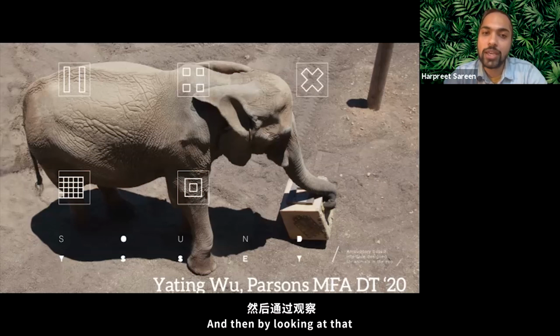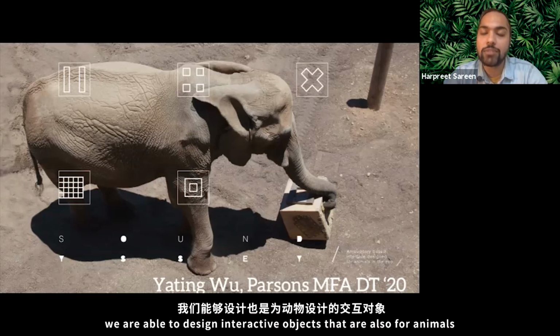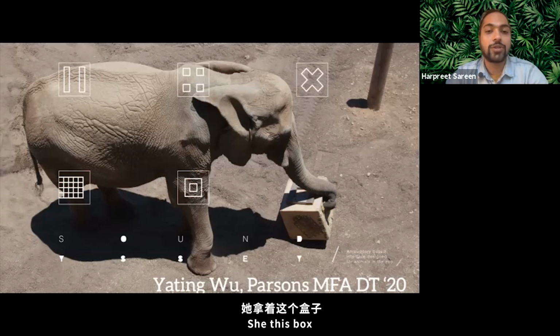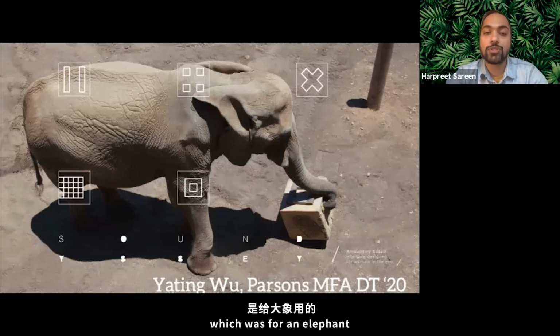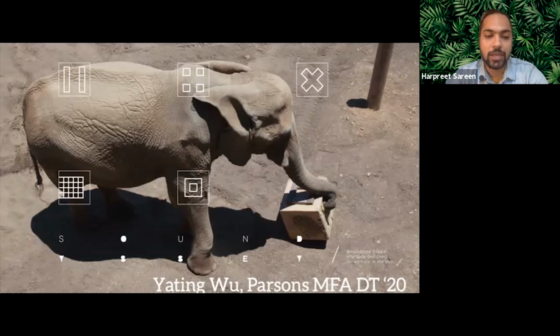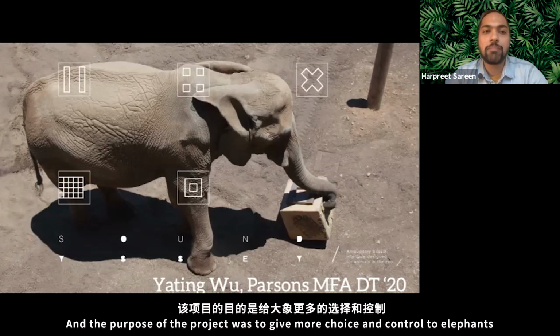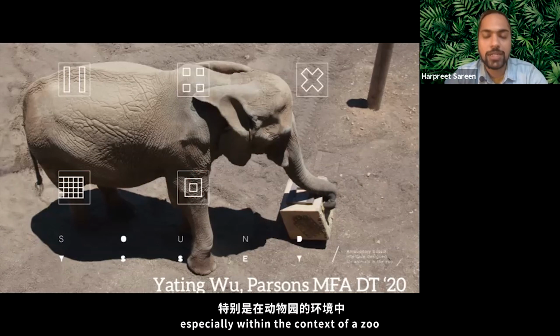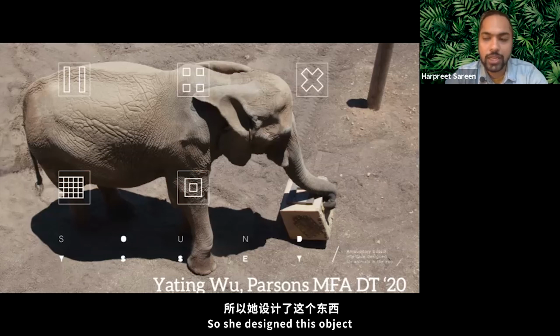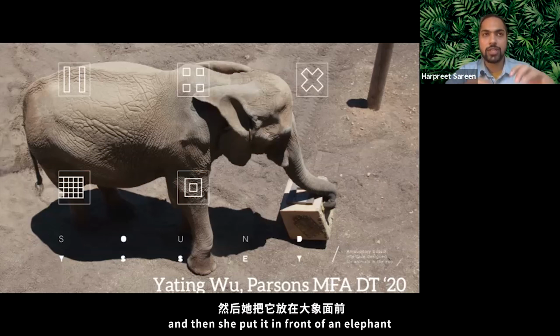And then by looking at that, we are able to design interactive objects that are also for animals. So Yating designed this box, which was for an elephant. She found through research that elephants have an affinity to certain kinds of sounds or music. The purpose of the project was to give more choice and control to elephants, especially within the context of a zoo.